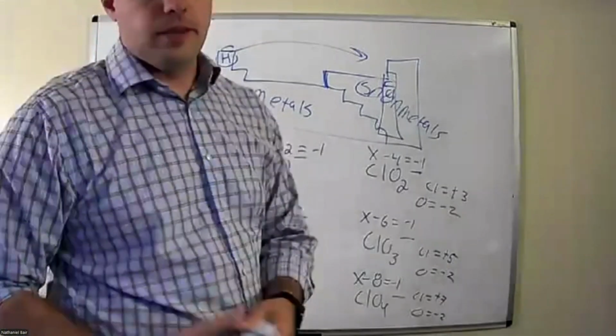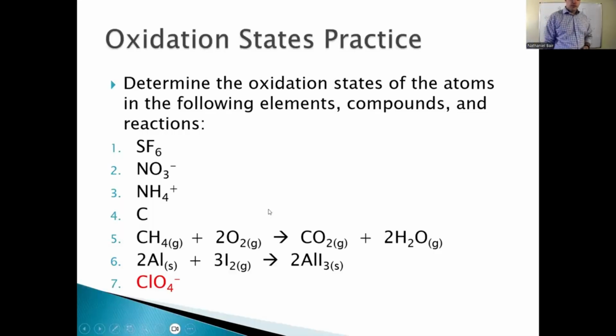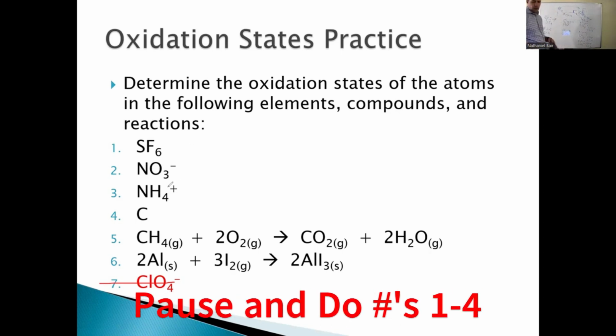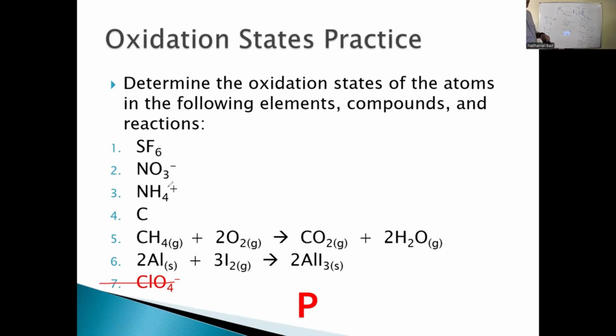All right, I want you to practice some more. I would like you to do numbers 1 through 4. We actually already did 7, so you can cross off 7, and then we'll talk about 5 and 6. Don't do 5 and 6 yet. I want you to assign the oxidation state of each atom in that compound. For example, in number 1, tell me the oxidation state of sulfur and fluorine. Number 2, nitrogen and oxygen. You get the point. I want the oxidation state of each element in each one of those. Take a minute. Go ahead.